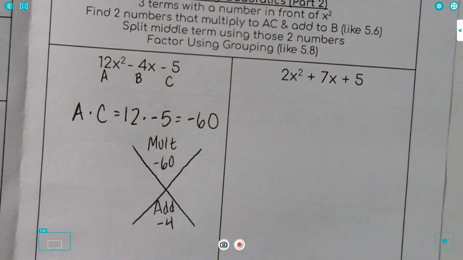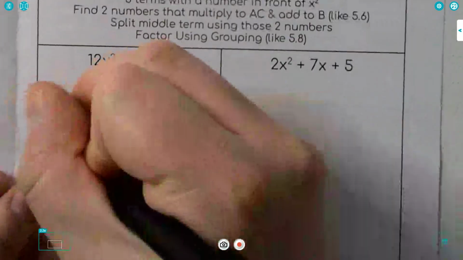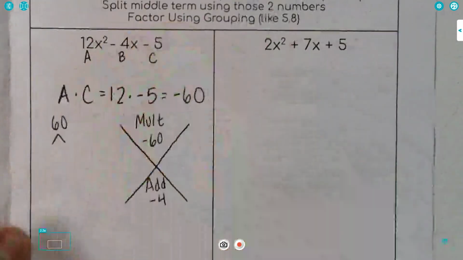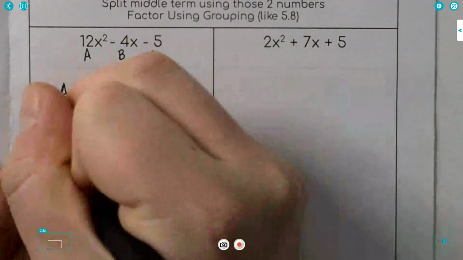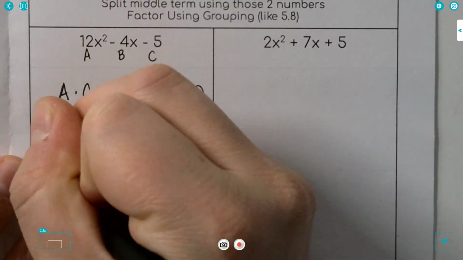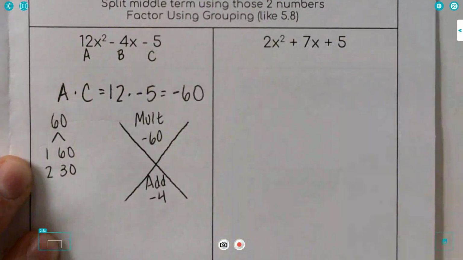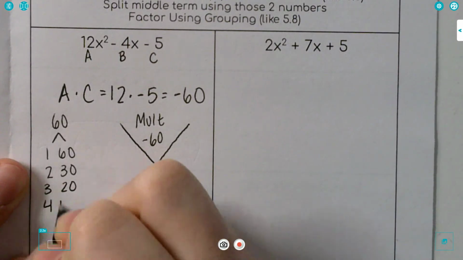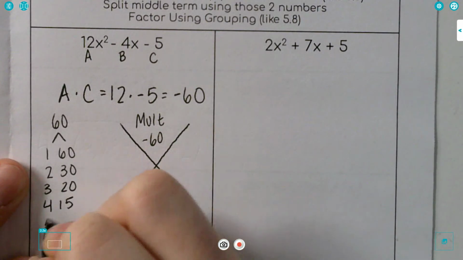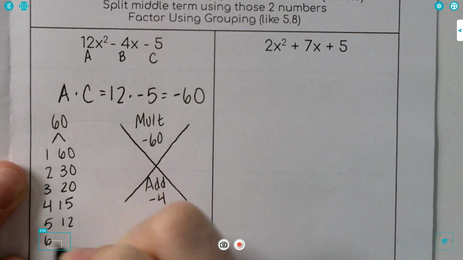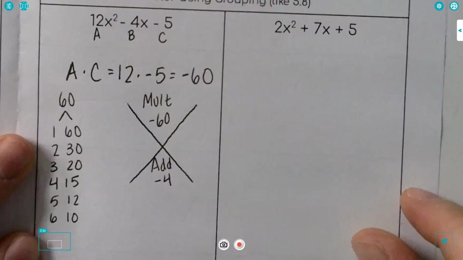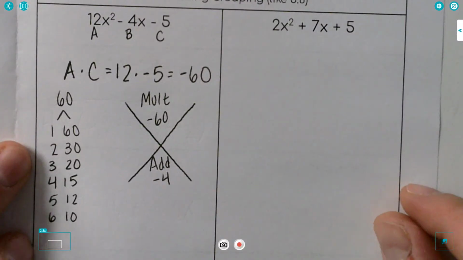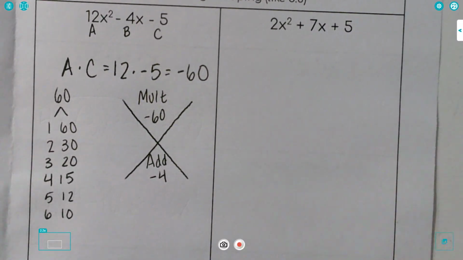Okay, over on the side here, because 60 is such a big number, I'm going to list all my factors out. They are 1 and 60, 2 and 30, 3 and 20, 4 and 15, 5 and 12, 6 and 10, 7, 8, 9 don't work. Okay, so there are all my factors. And again, you don't have to list them if you can figure it out without them.